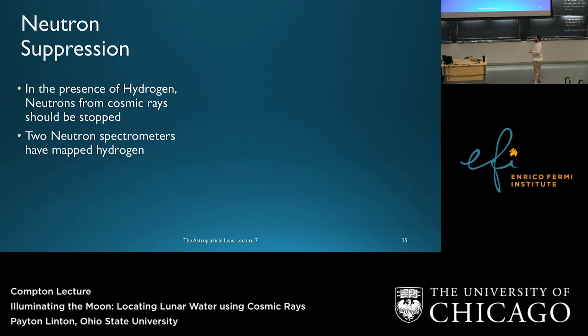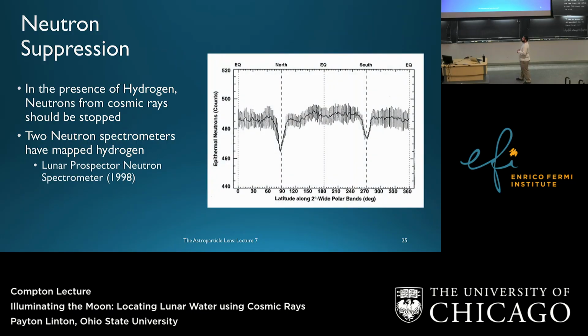We've flown two neutron spectrometers, the first one being in 1998, which was the Lunar Prospector neutron spectrometer. What you'll see from this plot is what the neutron flux looked like leaking out of the surface as a function of latitude. You'll notice the number of neutrons coming out from the surface was roughly constant across the whole moon, except for two regions, the North and the South Pole, right?